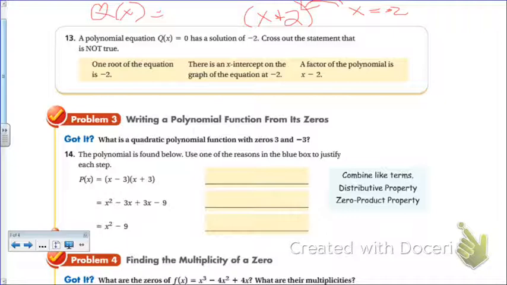And a factor of the polynomial is x minus 2. Well, we found that we don't know for sure. It could be, but we know that x plus 2 is definitely one. So we're not sure about that one. We'll cross that one out.